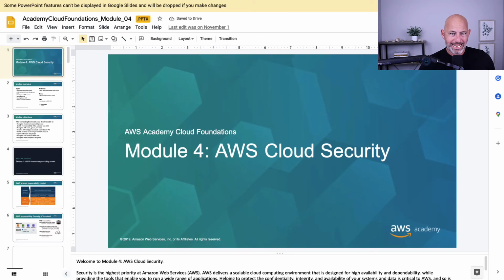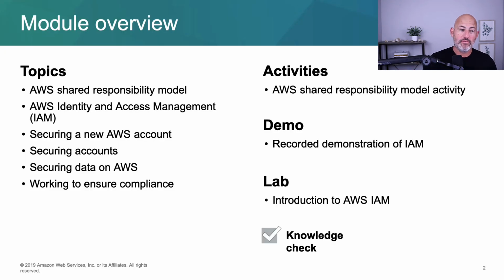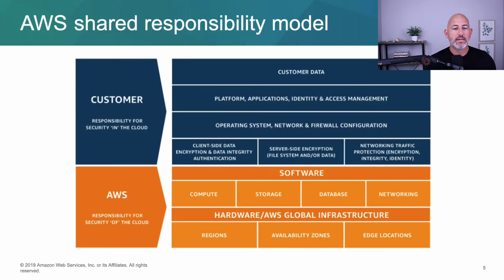Okay, let's go on to cloud security next, which is module 4 here. In particular, this is a big one for all certifications. And so the number one thing to be aware of, if you could only remember one thing about AWS security, is the shared responsibility model.